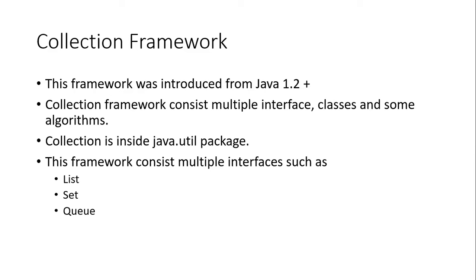This framework was introduced from Java 1.2, and right now we are using that. That framework consists of multiple interfaces, classes, and some algorithms inside the package known as java.util. This framework consists of multiple interfaces such as list, set, queue. Map is also there, but we cannot say that map is inside the collection framework. Map is a different interface that was also introduced from Java 1.2, but it is separate.